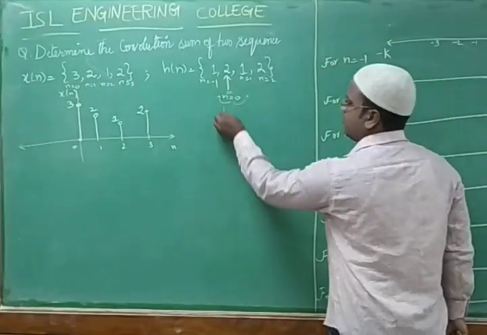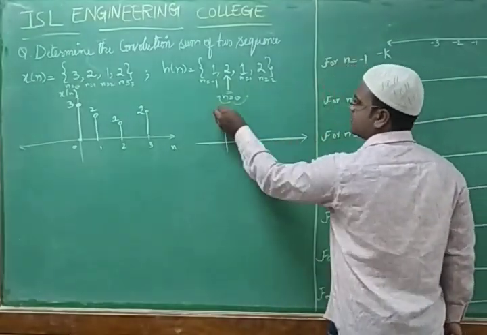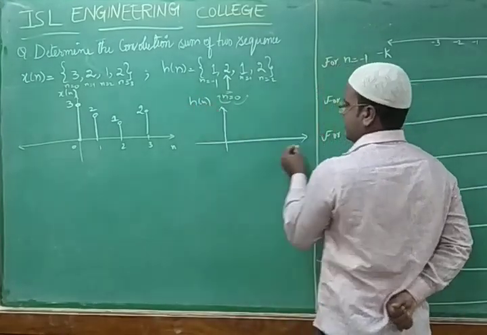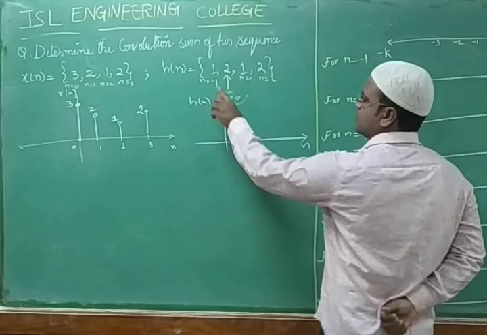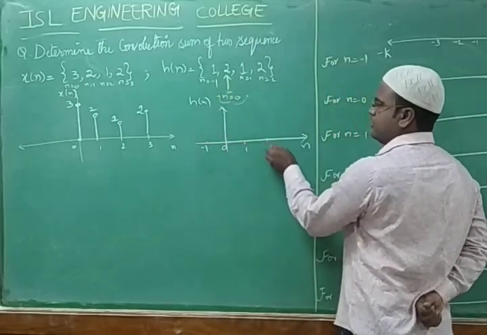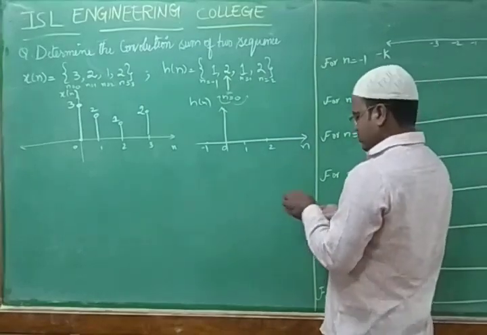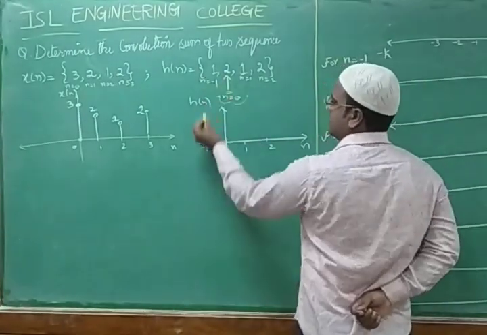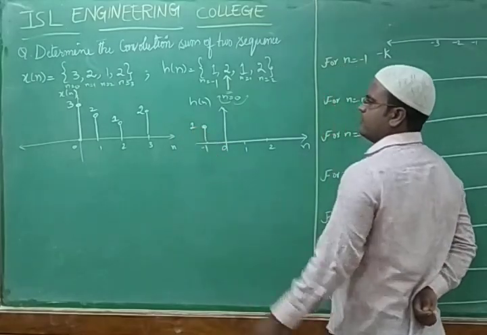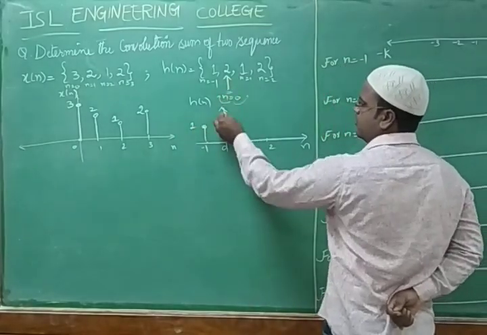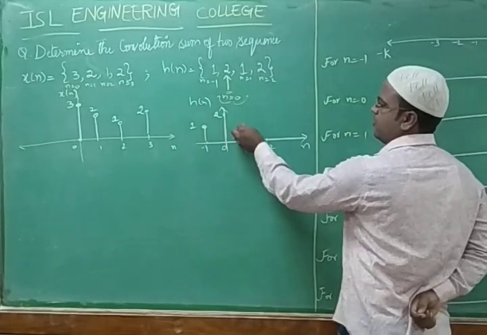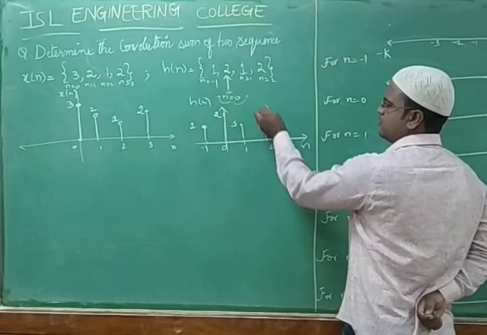Similarly, we want to draw it for h of n. First we draw its graphical representation, h of n with respect to n, starting from -1, 0, 1 and 2. At n equals -1 the value is 1. At n equals 0 it is 2. At n equals 1 it is again 1, and then again 2.